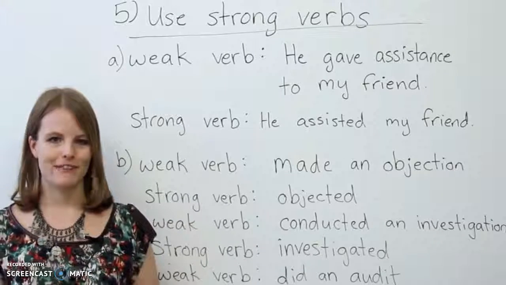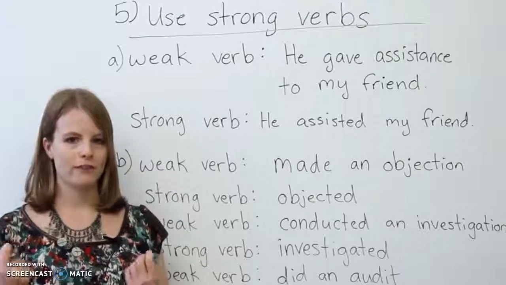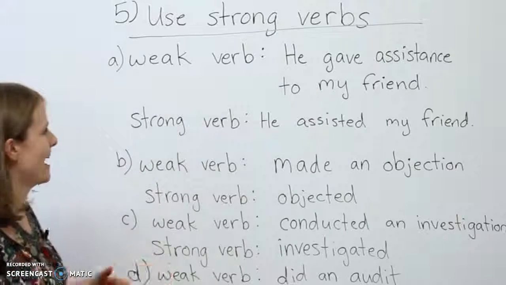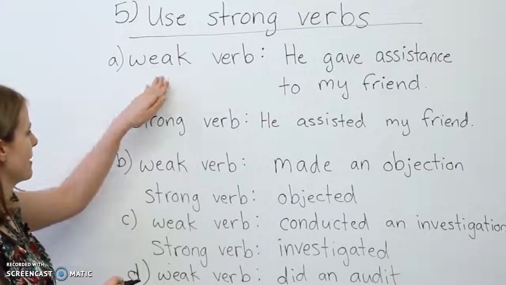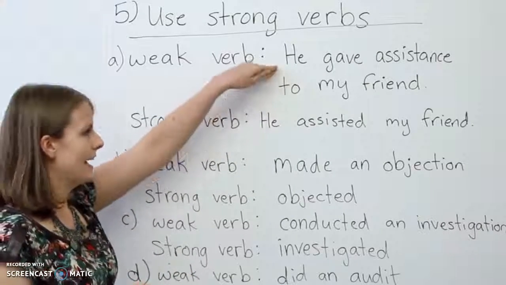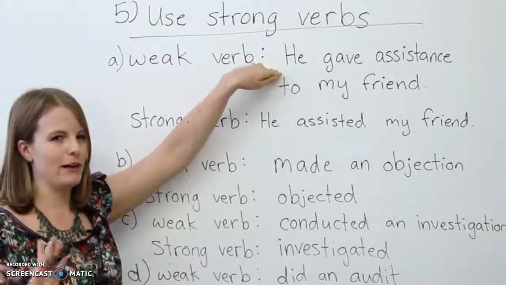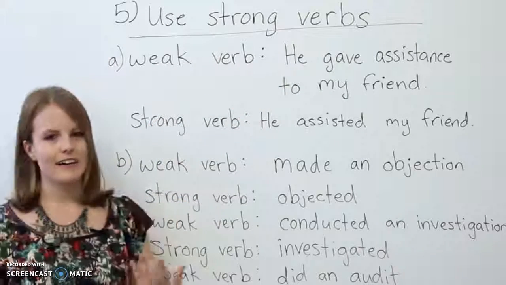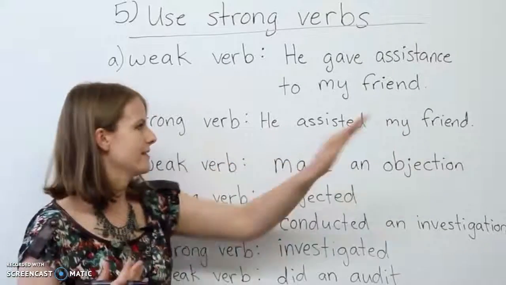So the final tip in this video is, when you write academically, use strong verbs. Okay, so what is a strong verb? And what is a weak verb? So I'm going to give you an example. I could say, he gave assistance to my friend. Okay, this is a very weak way of saying it. In a stronger way, I could instead just say, he assisted my friend.